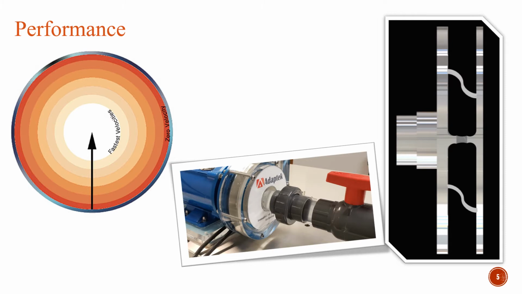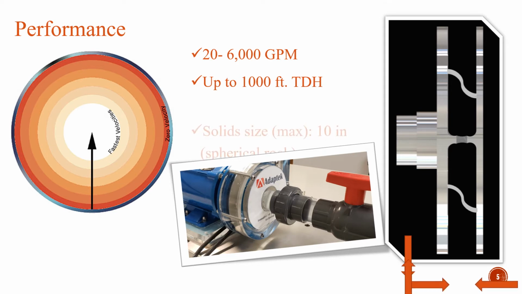So let's analyze the performance of this particular pump. From the outside, disc pack pumps appear to be much like a centrifugal pump, but offer functions of both positive and non-positive pumps, with abilities to generate flows from 20 to 6,000 gallons per minute and heads up to 1,000 feet. That is a total discharge head.